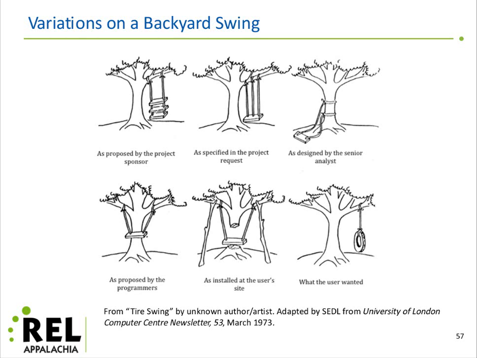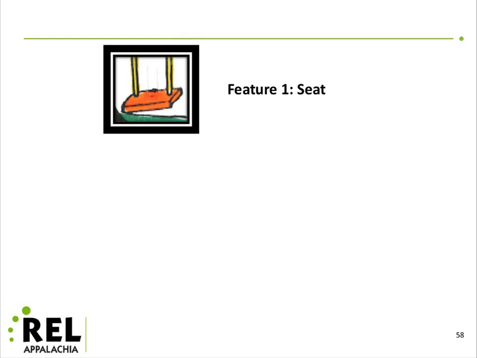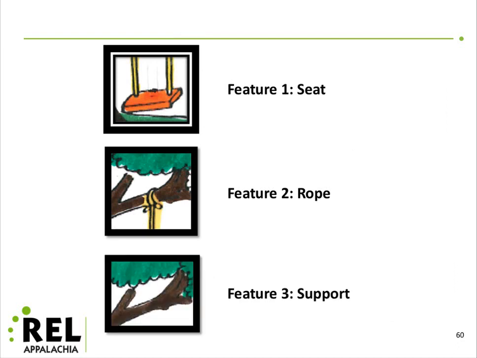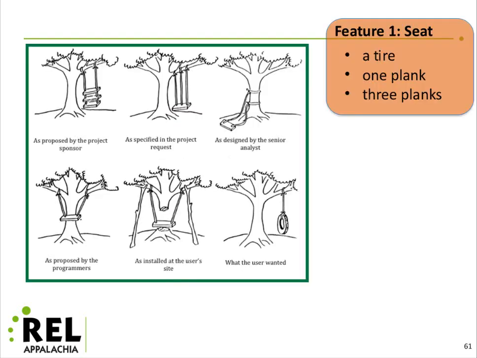So you may have thought about these key features. A seat. Yeah, Margie's got a rope. That's true. A rope. There we go. Seat. Oh, Margie's knocking them off. And maybe a support. Let's look at the first feature that's listed, a seat. The user really wanted a tire, but other possible variations included seats with 1 or 3 planks. So we now know the possible variations in swing seat design and also which variation matches the ideal in the eyes of the children who will be using the swing.